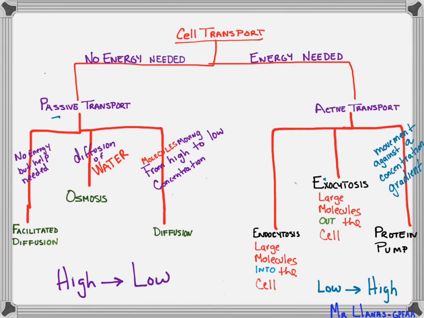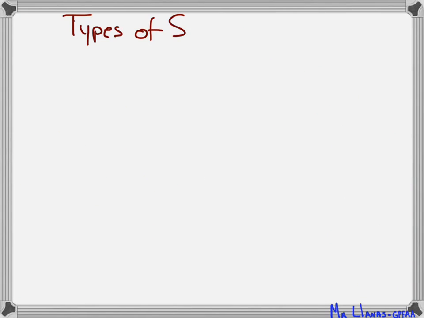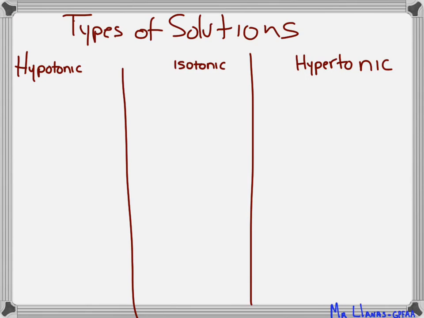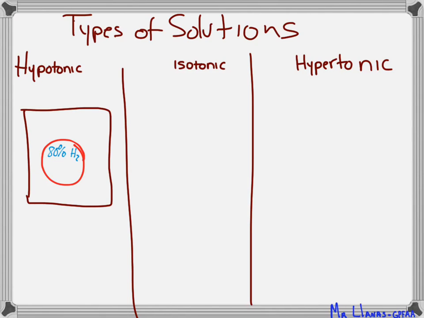All right, so now we know the two types of cell transport, right? Passive, no energy; active, energy, and then there's examples of each. But when we're talking about the transport of molecules, there's also three types of solutions that we need to look at, okay? So types of solutions include hypotonic solutions, isotonic solutions, and hypertonic solutions. And the name of the solutions depends on how much water or solute is in the cell, inside the cell or outside the cell.